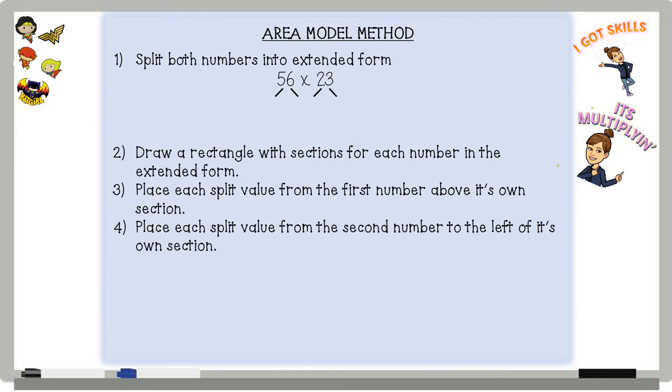All right, so let's take a look at the area method. Or the area model method. Some people call this the box method, and you'll see why. Remember when we do the area of a figure, we do length times width. All right, so I just want you to keep that in mind, so if this is a rectangle, we do length times width. Now, in order to make this work, we have to first split both numbers into extended form or expanded form. We usually call this expanded form.